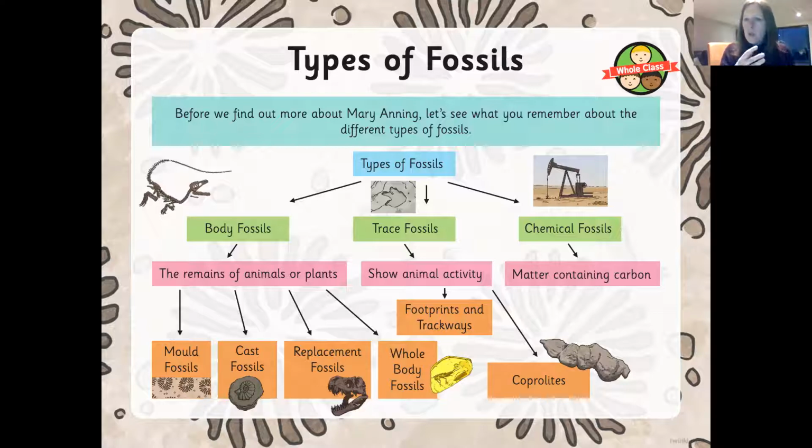So what we have been looking at in science is more really the body fossils that are left, because those are what we find in our rocks, and it's our sedimentary rocks that we tend to find those in as well, okay?